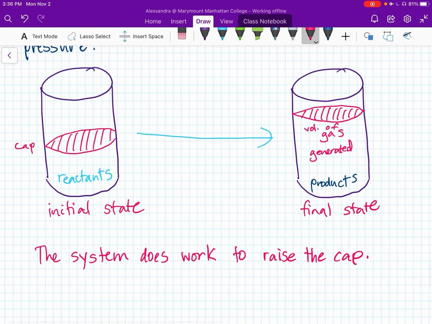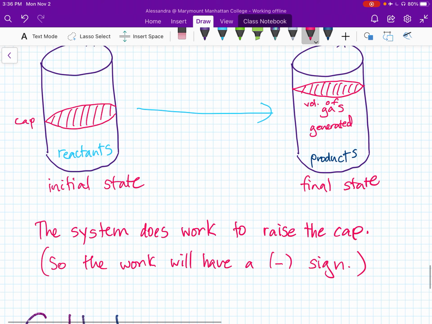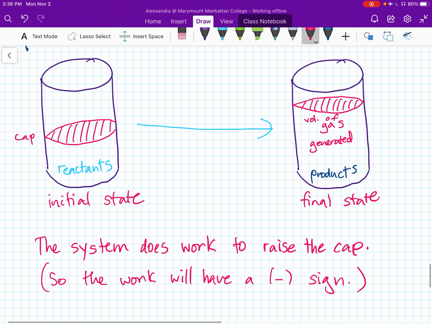Now, we do sign conventions with work from the point of view of the system. So this means that the work, W, will have a negative sign, because when we talk about the system doing work on the surroundings, we assign that a negative sign. So we can think about that work as being W equals negative P delta V.